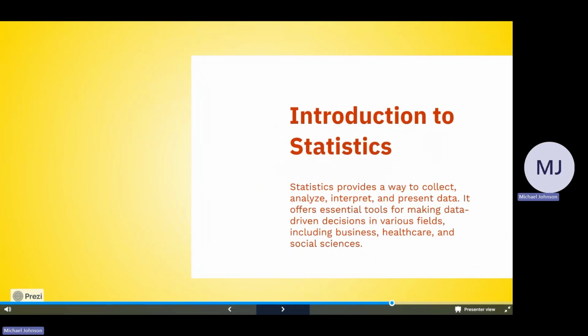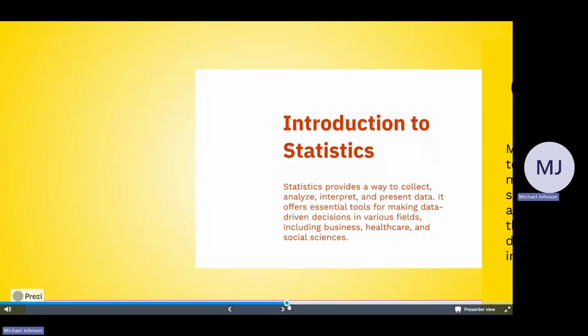Statistics provides a way to collect, analyze, interpret, and present data. It offers essential tools for making data-driven decisions in various fields, including business, healthcare, and social sciences.